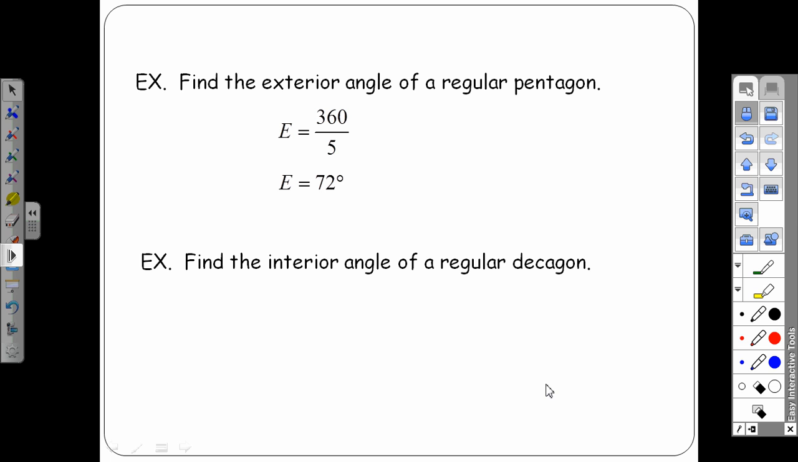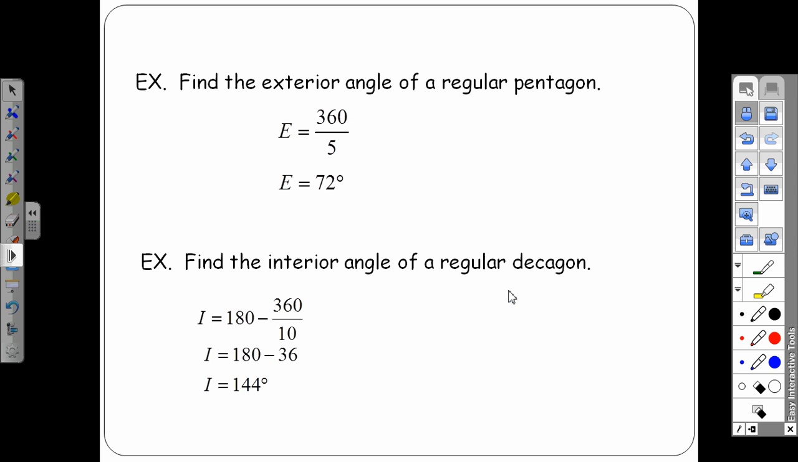That's pretty easy. Okay, find the interior angle of a regular decagon. So decagon has 10 sides. So let's do this both ways and see which way might end up looking easier. So the first method is to take 180 and subtract 360 divided by 10, 10 coming from the number of sides.